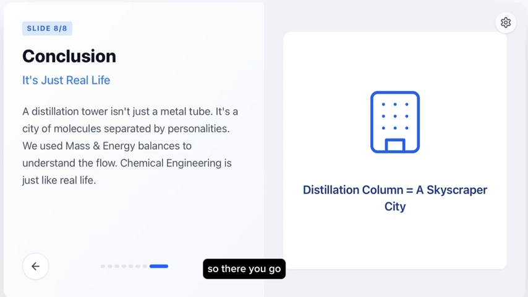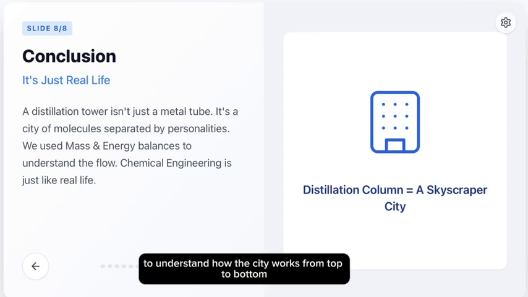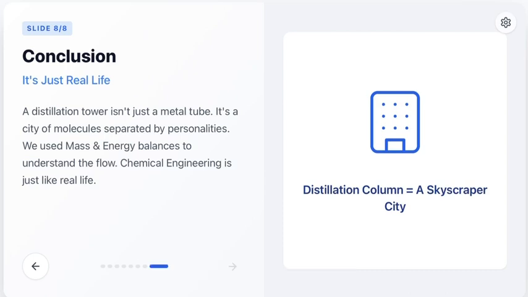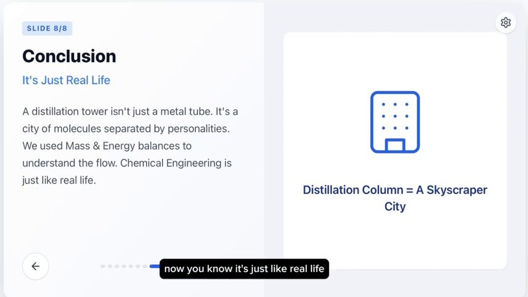So there you go. A distillation tower isn't just a metal tube, it's a whole city of molecules being separated by their personalities. We used mass balances, energy balances, reboiler and condenser duties, reflux ratio, and the idea of stages to understand how the city works from top to bottom. If chemical engineering always felt abstract, now you know it's just like real life.